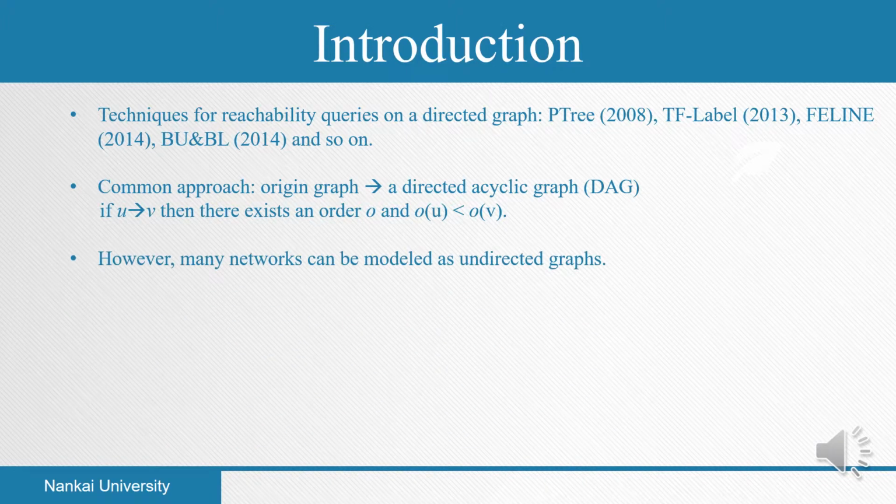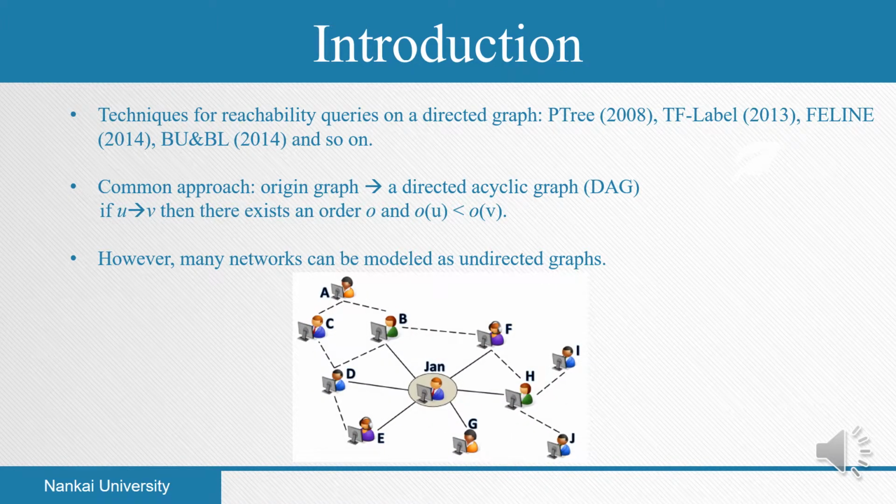However, many networks can be modeled as undirected graphs. Take the email network for an example. We can treat each user as a vertex and consider the communication between users as an edge.